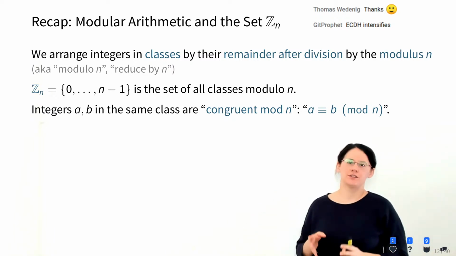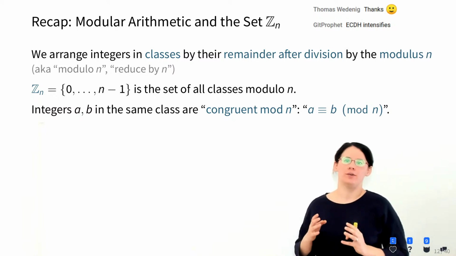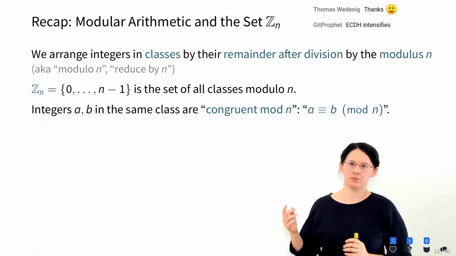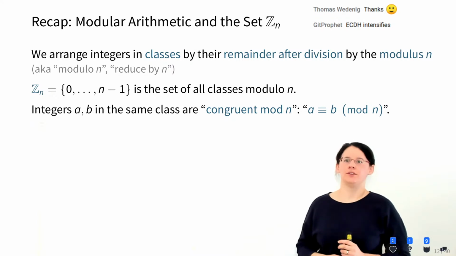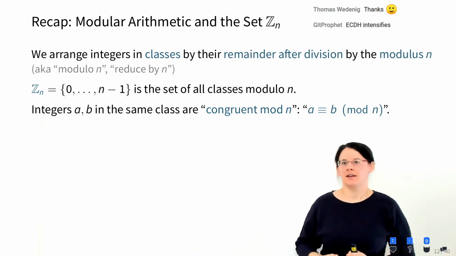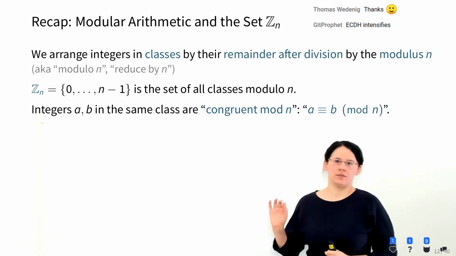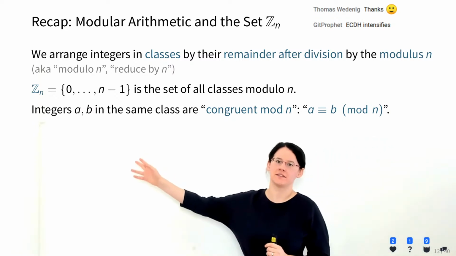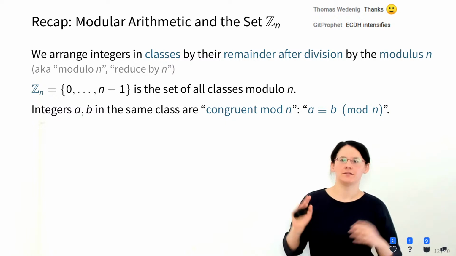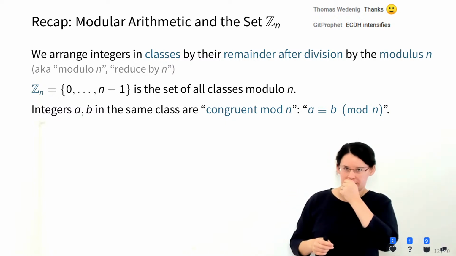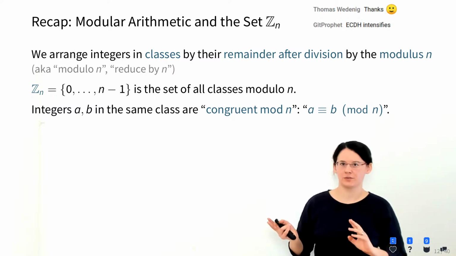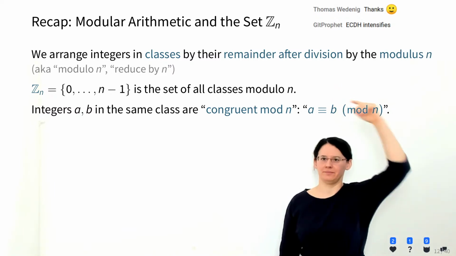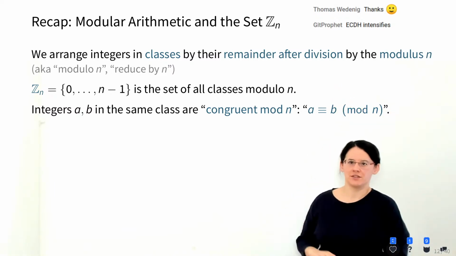And we put two integers in the same class if they have the same remainder after dividing them by the modulus n. We also say that we compute modulo n, or that we reduce the numbers by n. And since there are n possible remainders after division by n, namely the remainders 0 to n minus 1. So if some of you are not so familiar with English math terms, I'm trying to translate the most important ones. So in particular, the remainder after division is the Rest nach der Division. Most of the other words are pretty much the same in German.